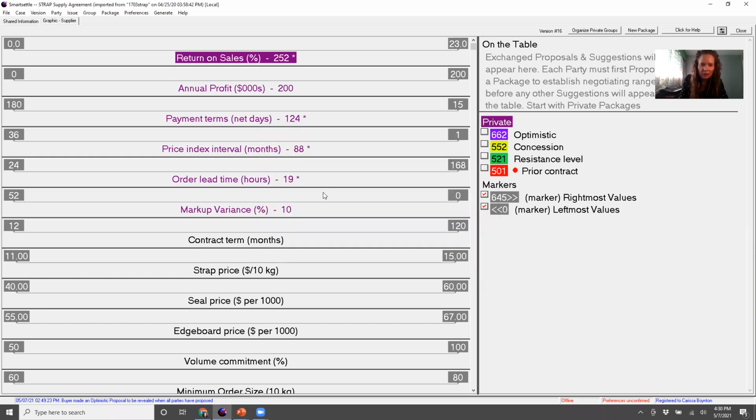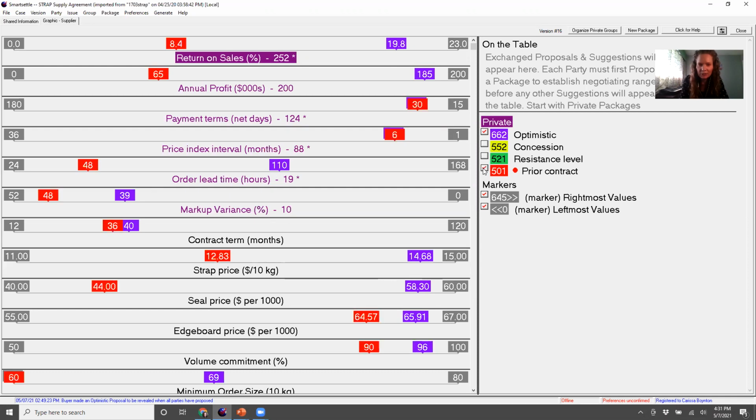Okay, so this pane here is the editing pane and the package viewer. So here we have 4 packages that we have pre-built. We've got an optimistic package. So these values represent an optimistic outcome for this negotiation, something that the supplier is willing to negotiate down from. So we've got the prior contract represented here.